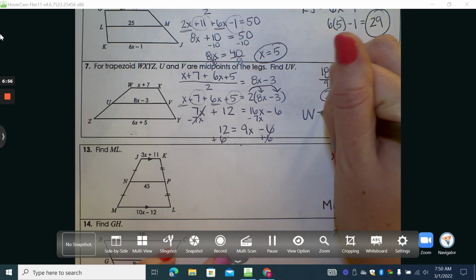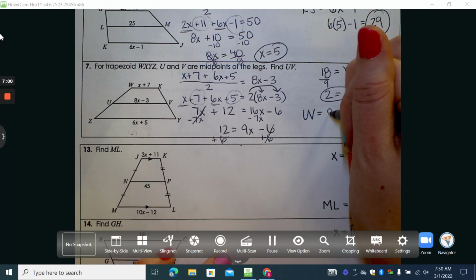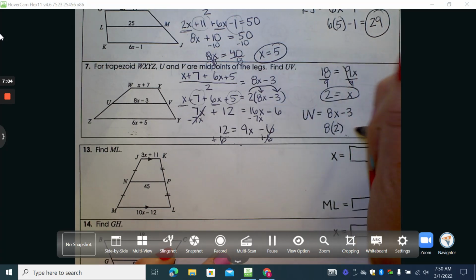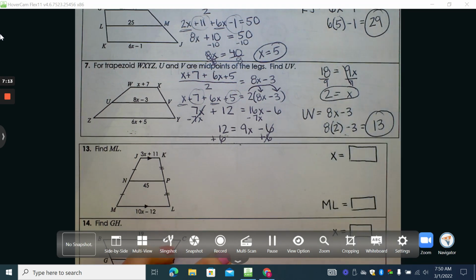Well, let me go to my diagram. uv is 8x minus 3. So I'm going to do 8 times 2 minus 3. 8 times 2 minus 3 would give me 13.